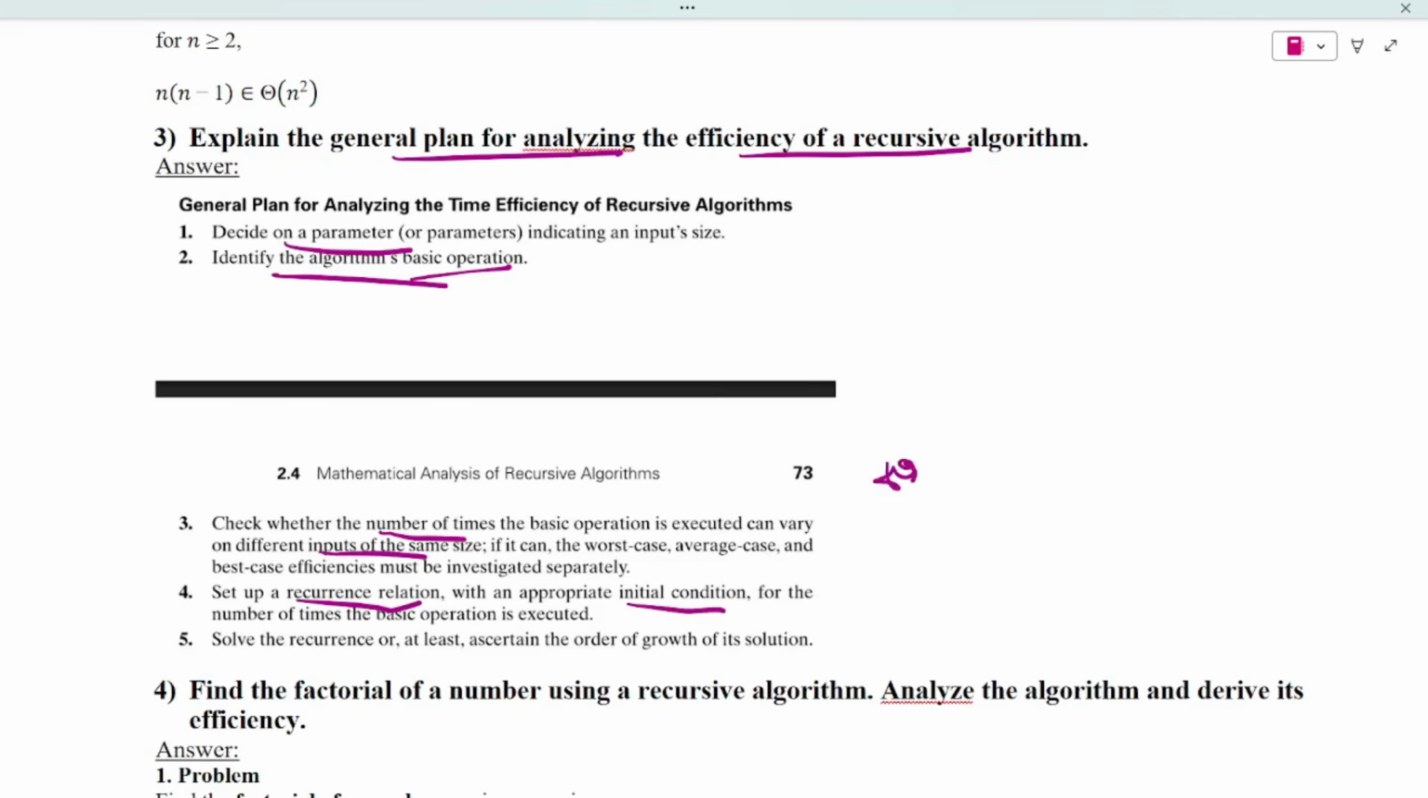Like if you take for i is equal to 0, what is this? This is the initialization that you do. I gave just the example, and the initial condition should be proper, and then you will solve the recurrence, how many times it's given, and certain order of growth is also obtained.